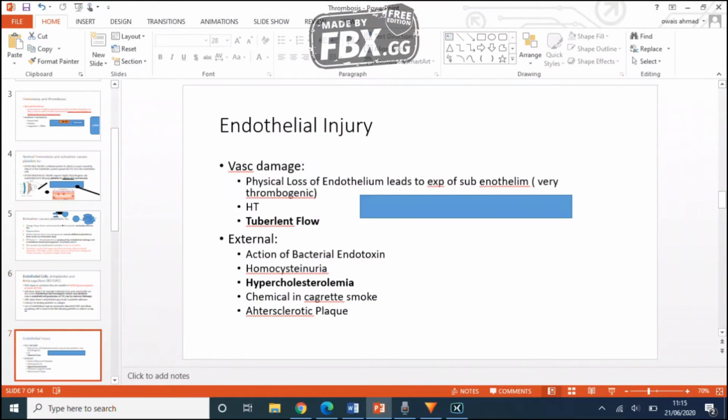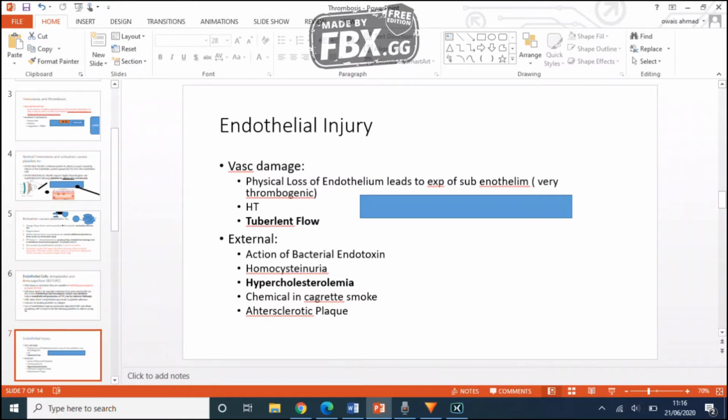Now there can be endothelial injury from vascular damage, or it can be extrinsic. For vascular, we can speak about hemodynamic factors: turbulent flow and hypertension. Loss of endothelium leads to exposure of subendothelial collagen, which is anything underneath the endothelium. So basically it's very coagulant, it's very sticky to say the least.